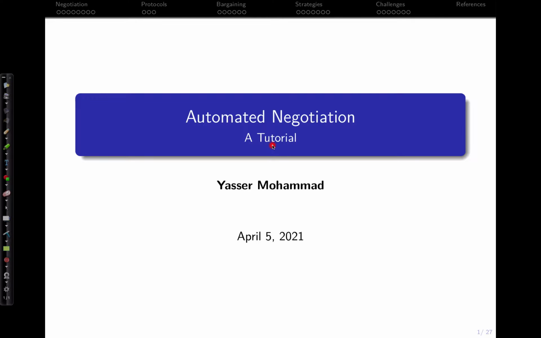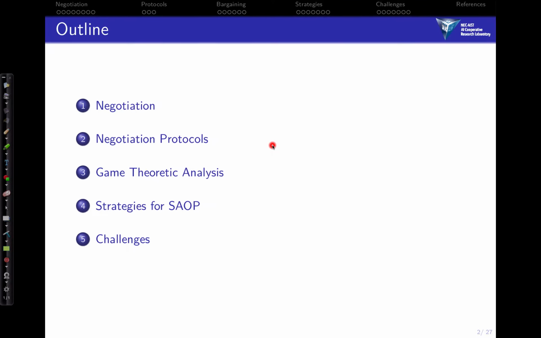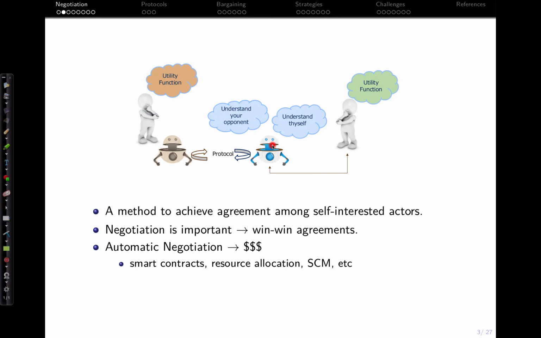So I'll speak about these things. First, I'll introduce the concept of negotiation, what negotiation is. I'll speak about some of the negotiation protocols most commonly used. I'll give very little discussion about the game theoretic analysis of negotiation scenarios and some of the very basic strategies for a specific scenario, a specific protocol that's used a lot in the automated negotiating agents competition. And then I'll point you to some of the challenges in automated negotiation that are becoming more important in recent years.